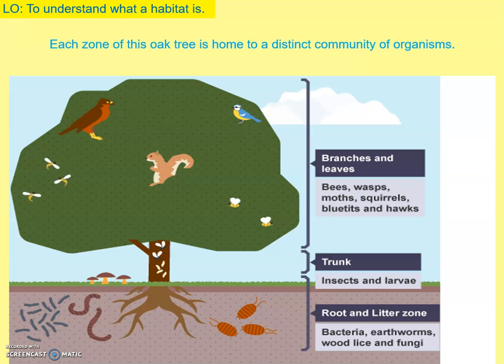What do we mean by a community? A community is all the populations of different organisms that live together in a habitat. Then what do we mean by a population? Population means the members of a single species that live in a habitat. So members of what? A single species that live in a habitat make up a population.